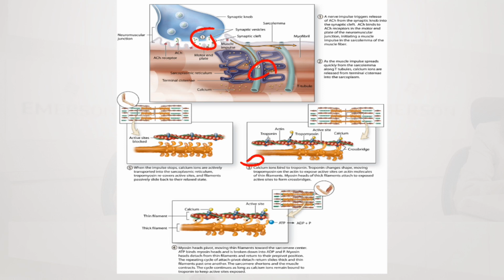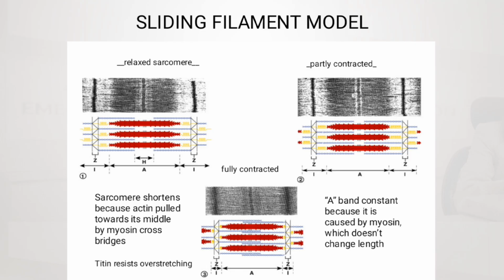Okay. Then 5. So when the impulse stops, calcium is actively transported into the sarcoplasmic reticulum. Then tropomyosin covers active sites again and filaments passively slide back to their relaxed state. So this is about the process from the neuromuscular junction up to the point where the impulse is going to stop.